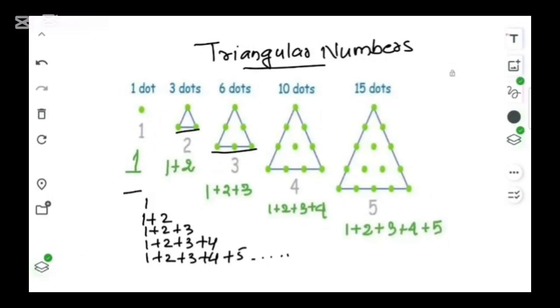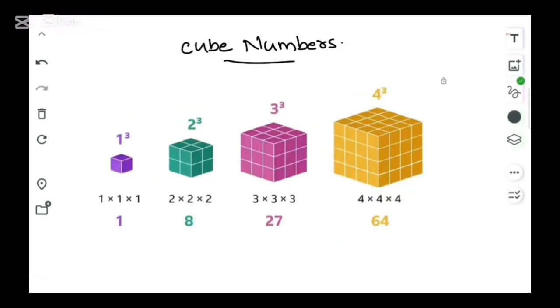Do you see a triangle forming? That's why these numbers are called triangular numbers. So the sequence is 1, 3, 6, 10, 15, 21 and so on. Now let's move to cube numbers. Cube numbers are formed by multiplying a number by itself 3 times. The first 4 cube numbers are shown here.